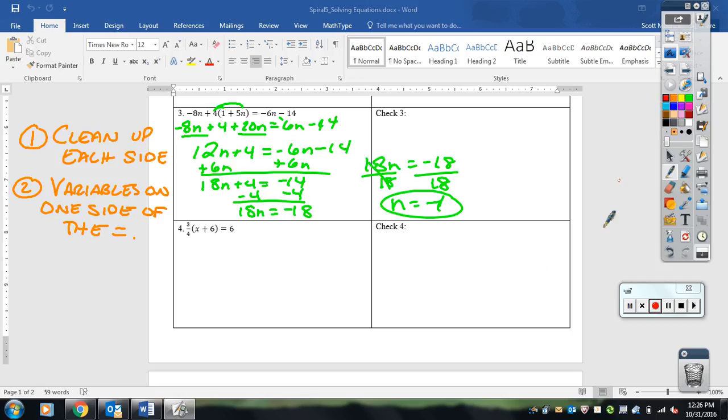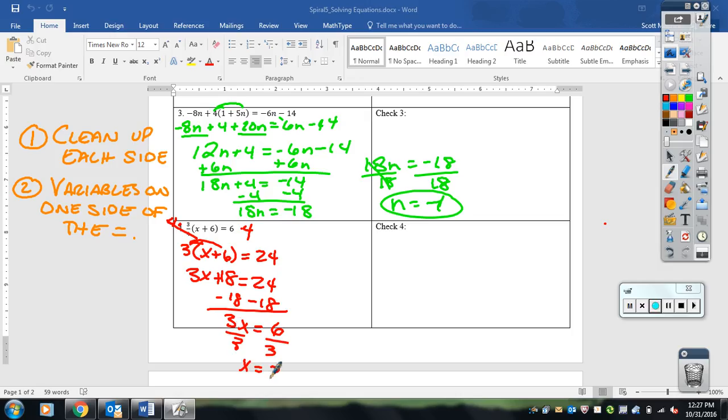Number 4 introduces the concept of a fraction. You can certainly deal with problems that have fractions. I would suggest multiplying by the reciprocal, but even if you didn't want to do that, you could just multiply by just the denominator, the 4 on that side and 4 on this side. That's 3 times x plus 6 equals 24. You distribute, whoosh whoosh, 3x plus 18 equals 24, minus 18, minus 18, 3x equals 6. Divide by 3, divide by 3, you get x equals 2.